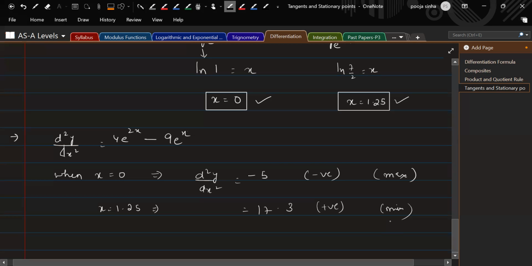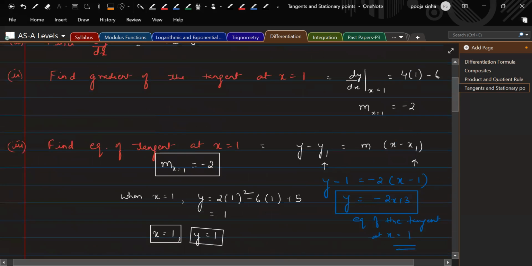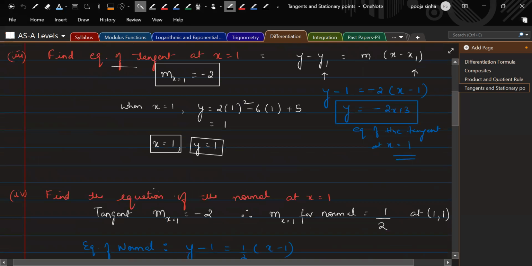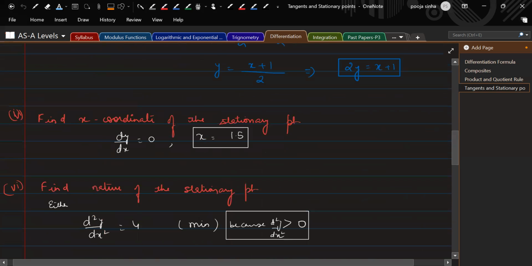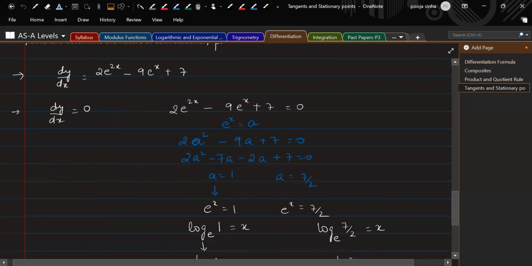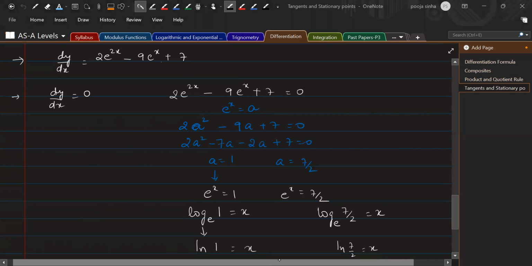So the nature is also found. So you understood the concept is still the same. What we used to do earlier: finding dy by dx, finding the gradient, finding the equation of the tangent, finding the equation of the normal, finding the x coordinate, finding the nature of the stationary point. All of this remains the same, just that the equation you get now will not be a line anymore. Did you understand? But this part you've understood, right?